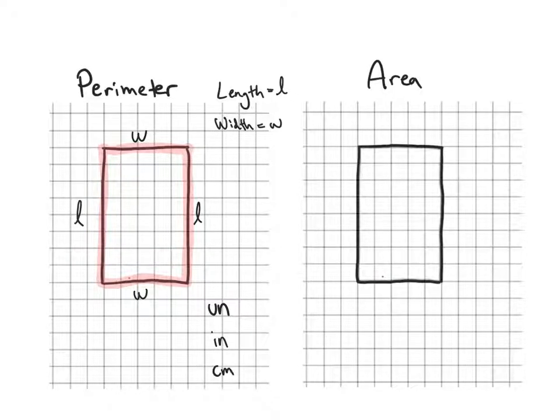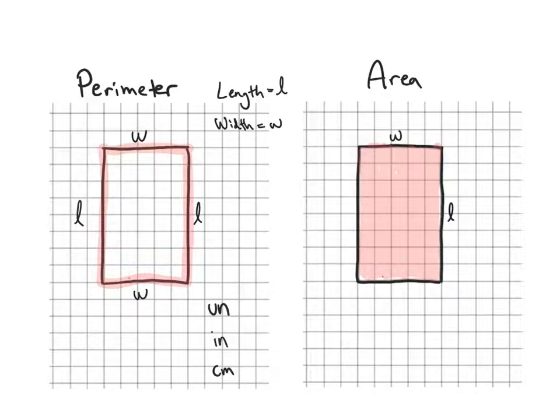Moving on to area, once again we're focusing on this idea of width and length, and it's the same for this rectangle. The difference between perimeter and area is that area is the measurement of the space inside the rectangle. So I'm looking for a measurement that tells me how much space is filled inside this rectangle. I'm coloring it in as best I can. So, the space inside the rectangle.